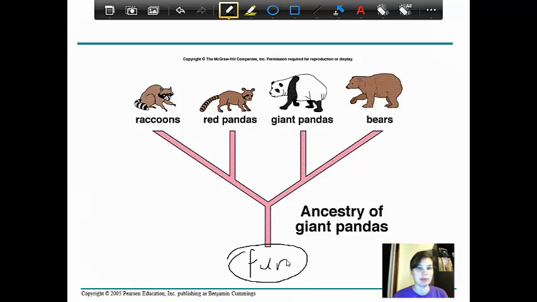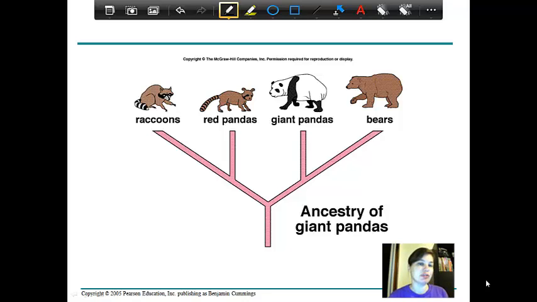Okay, fur is not something that's particular to raccoons, red pandas, giant pandas, and bears. Right? They all have fur, but so do a lot of other things. So this is our shared primitive character. So that fur was our primitive trait.